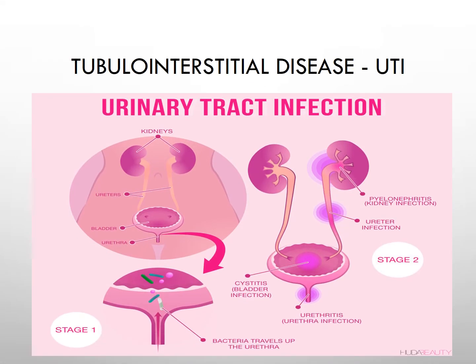Now we're talking about tubulointerstitial disease and urinary tract infections. Because of their close structural and functional relationships, a disease process affecting the renal interstitium inevitably involves the tubules, leading to tubulointerstitial disease. Numerous conditions are capable of causing this process. And lower urinary tract infections can be involved because they represent a mechanism leading to the development of acute pyelonephritis.